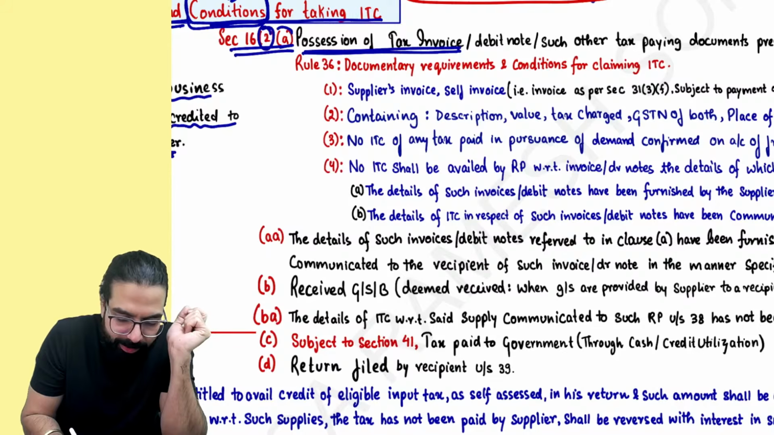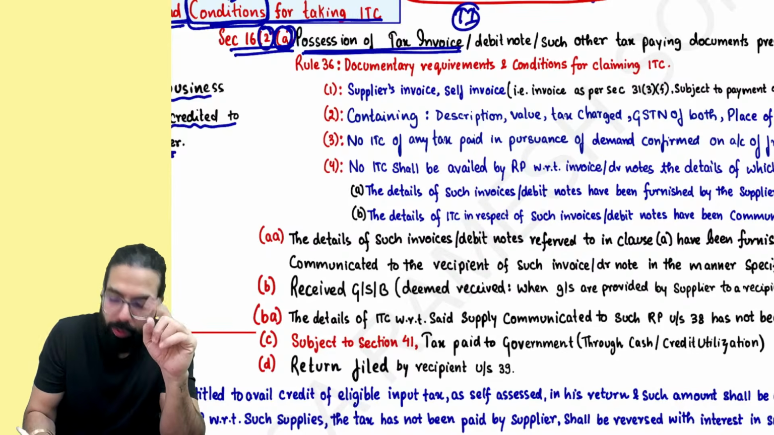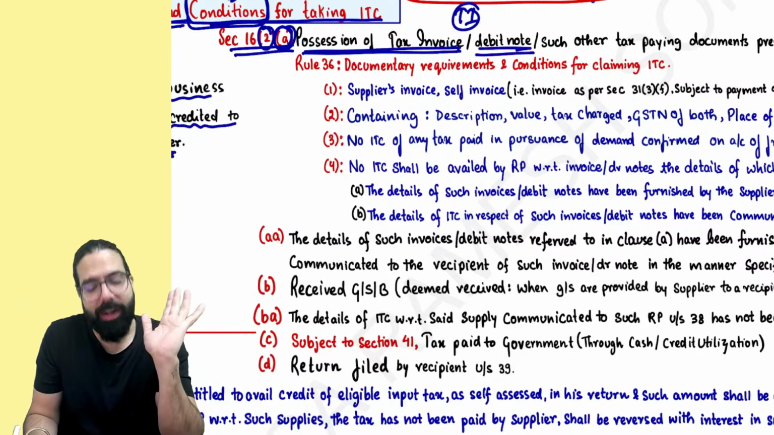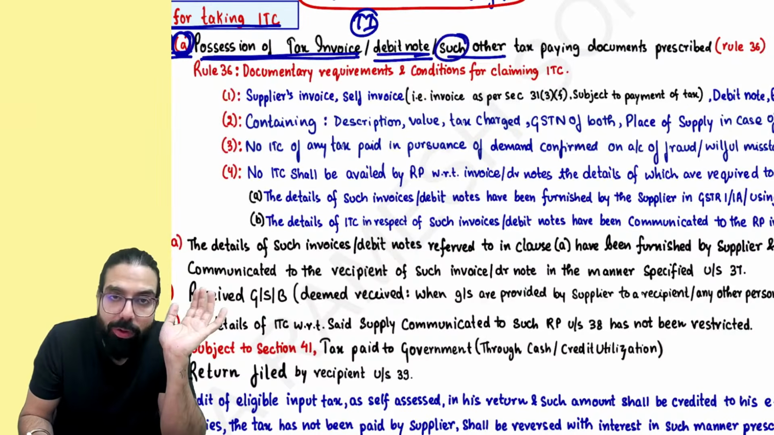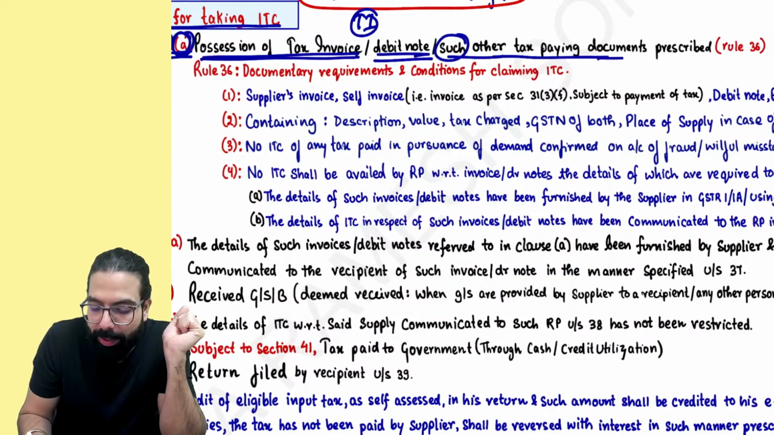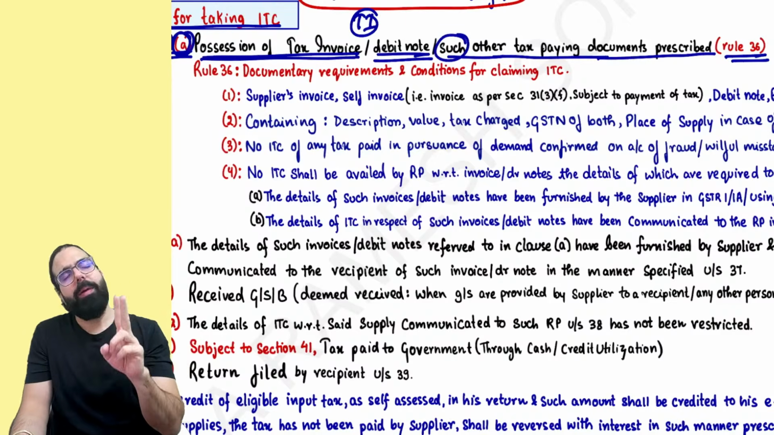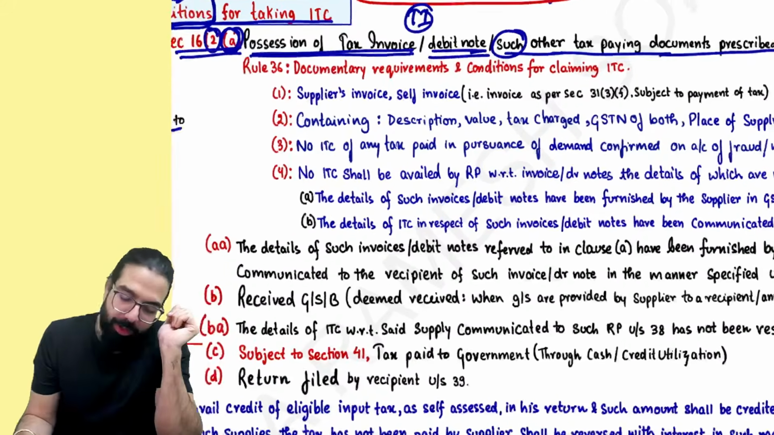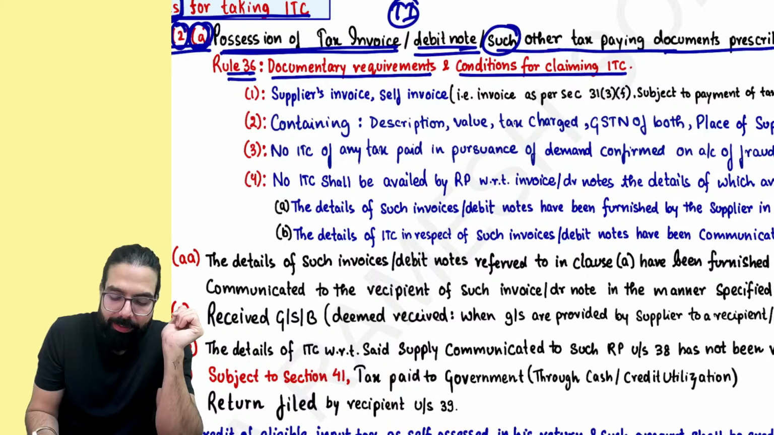Section number 16.2 A says you should have the tax invoice, only then I can take the credit. You should have the debit note, only then you can take the credit. Or you should have such other documents as per the rules, and that is told by rule number 36. So you should have a tax invoice, a debit note, or such other document as told in rule number 36. And rule number 36 says documentary requirement and condition for taking the credit.